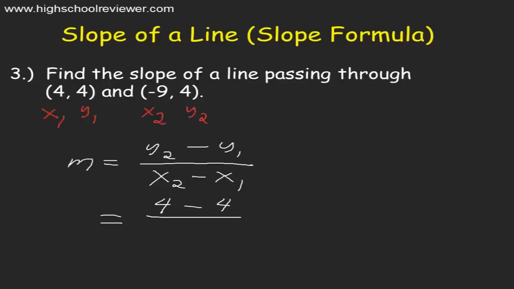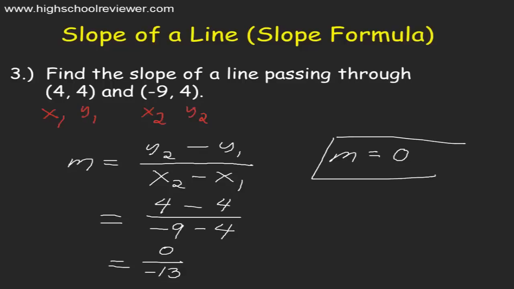All over x sub 2, that's negative 9, minus x sub 1, which is positive 4. So this will be 4 minus 4 is 0, all over negative 9 minus 4, that is negative 13. But we know that 0 divided by any number, the answer is 0. So our slope for problem number 3 is 0.